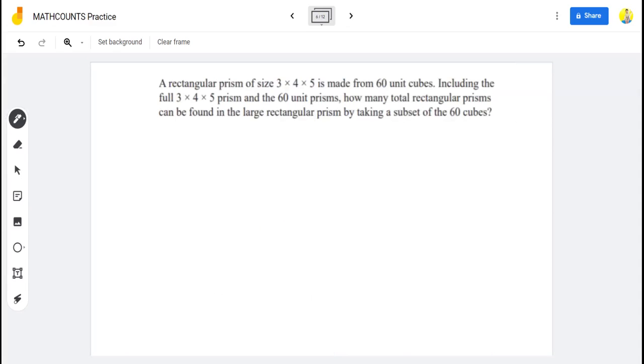A rectangular prism of size 3 times 4 times 5 is made from 60 unit cubes. How many total rectangular prisms can be found in the large rectangular prism by taking a subset of the 60 cubes, including the full 3 times 4 times 5 prism and the 60 unit cubes?